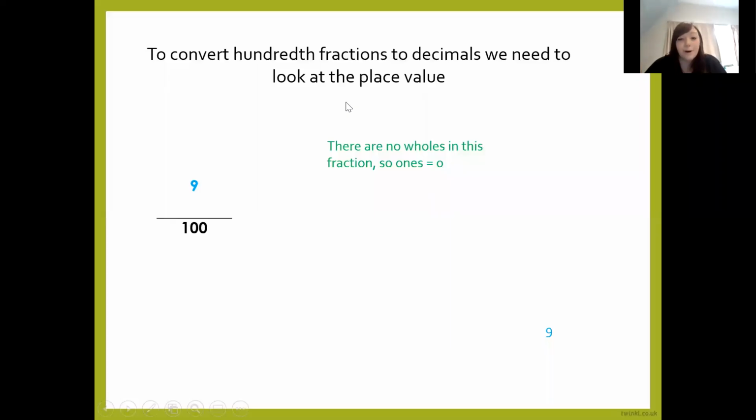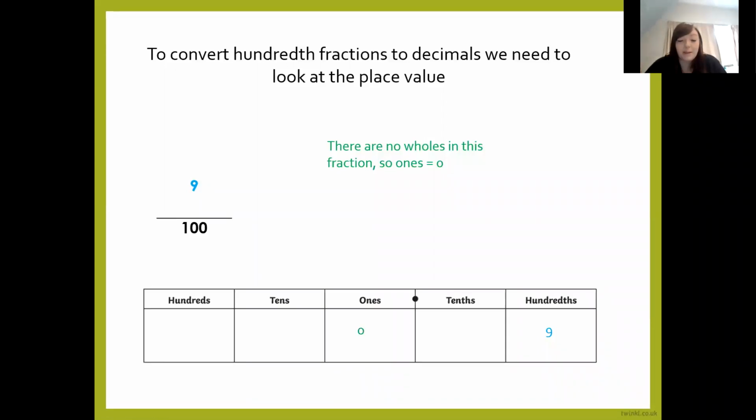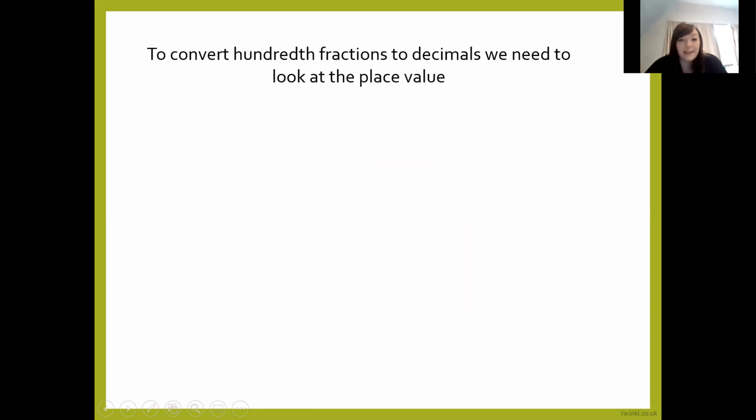Okay, there are no wholes, so we put 0 in the ones column. There are no tenths, so we put 0 in the tenths column as a placeholder. And there are 9 hundredths, so we've put 9 in the hundredths column. So 9 hundredths is the same as 0.09.